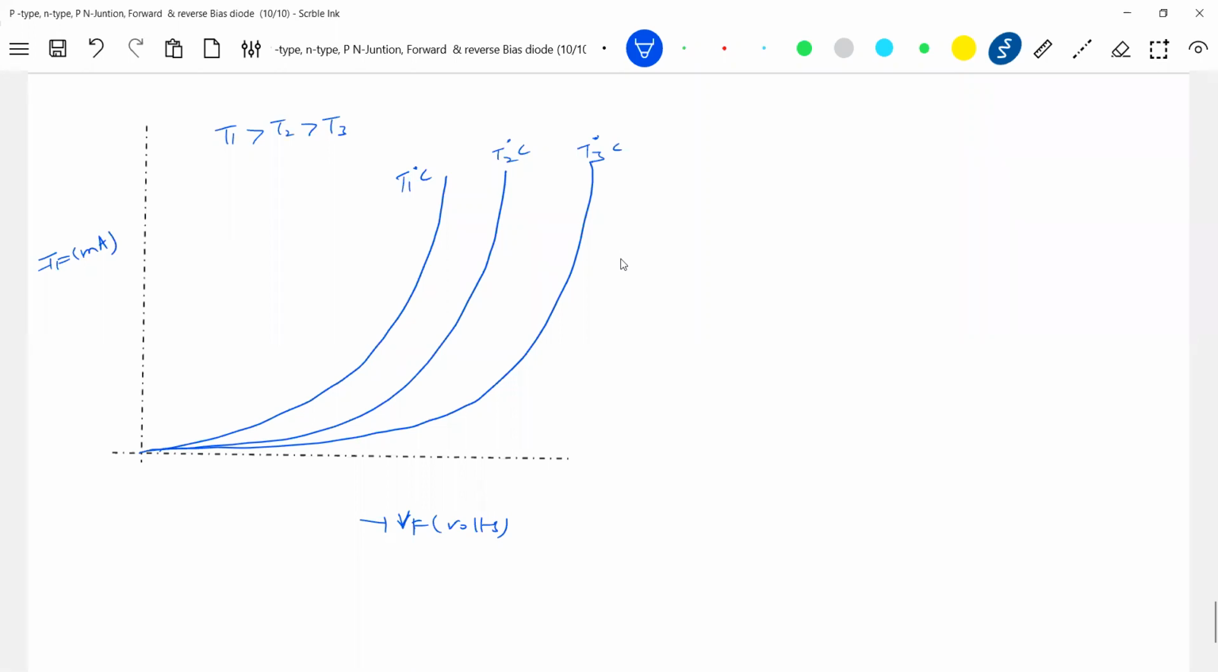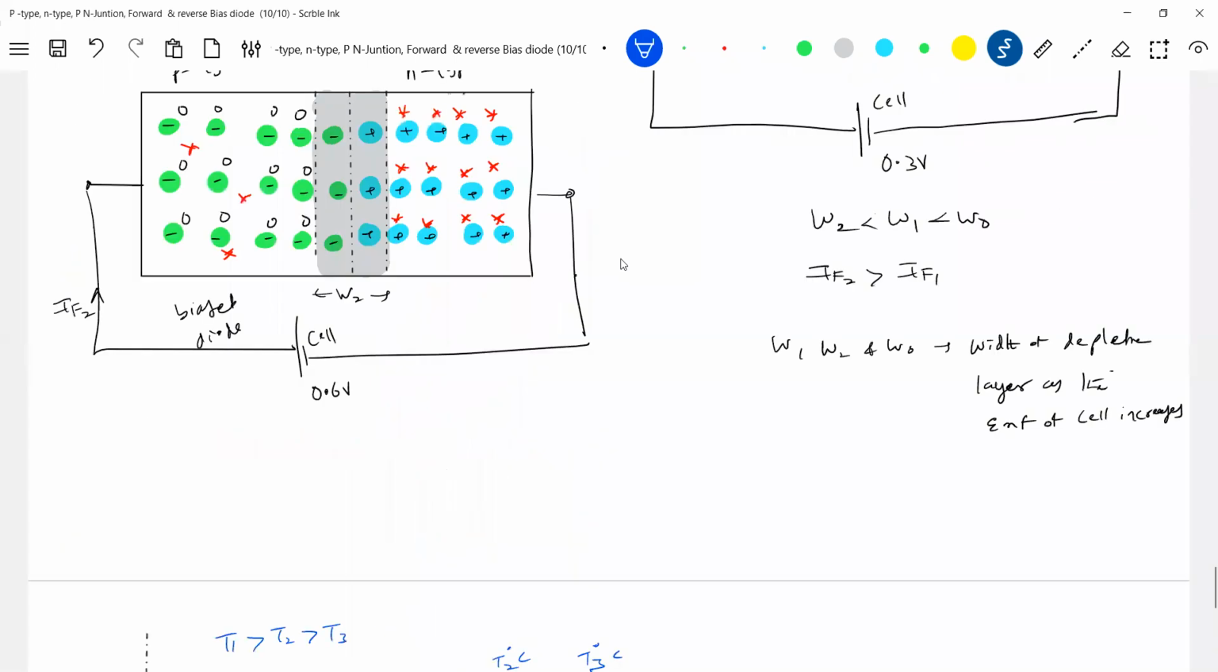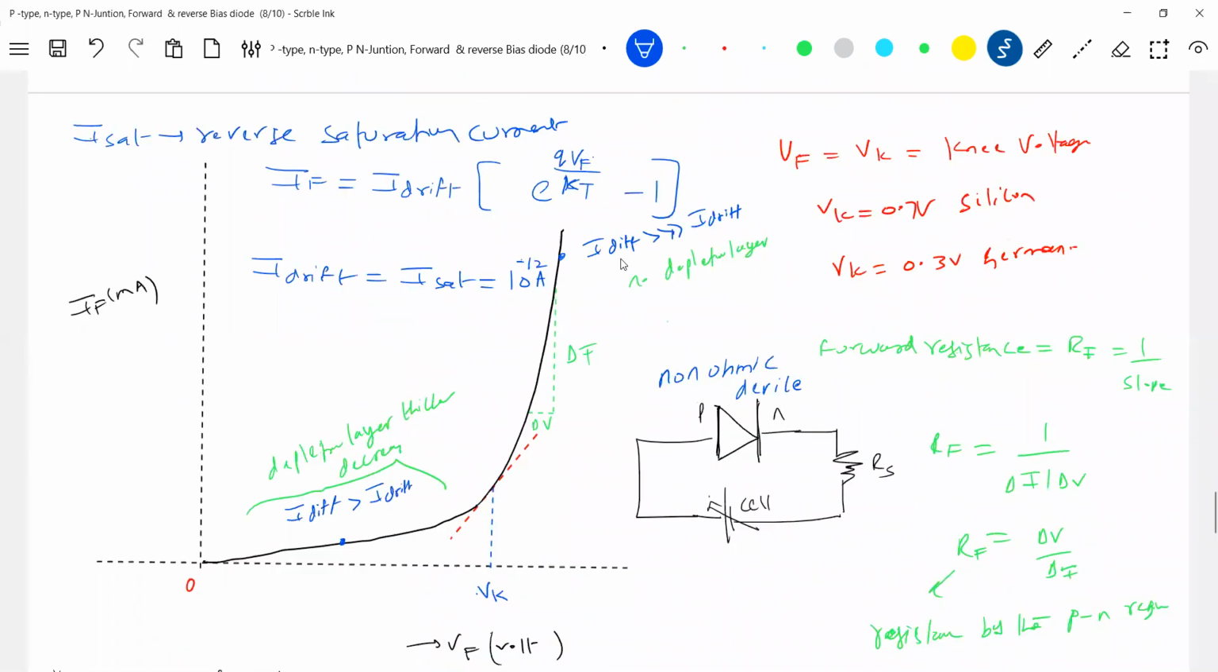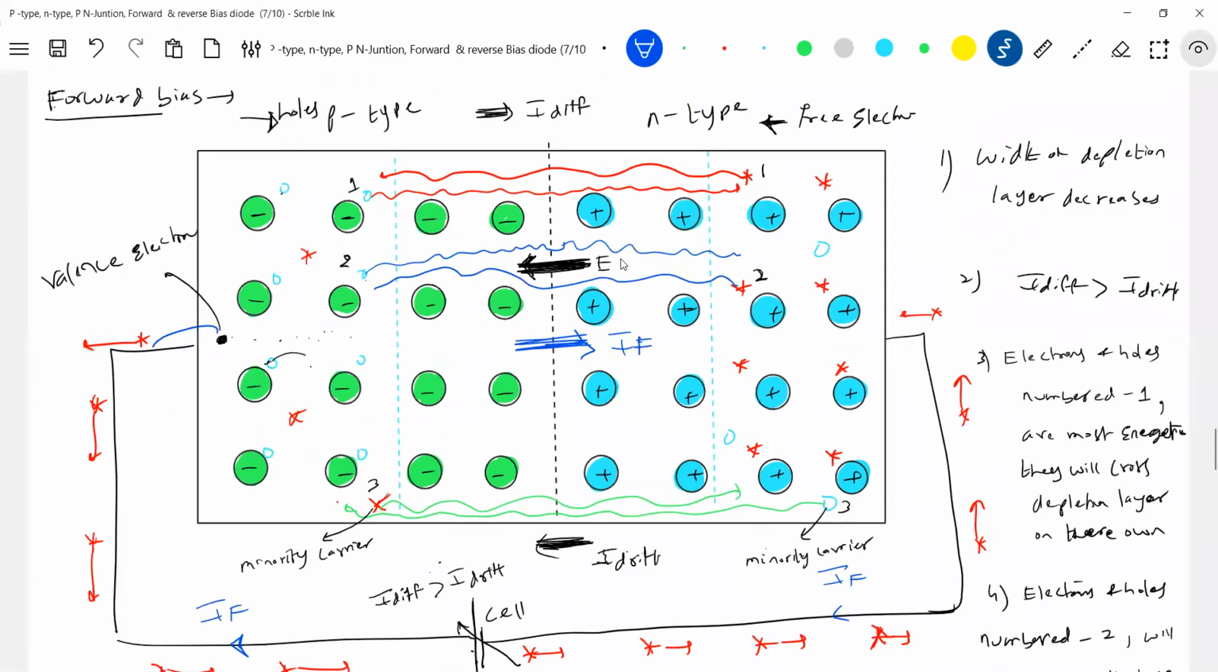At the increased temperature. Okay, this graph, can you remember? I'll take you back to the same diagram. Everything, I think our explanation, will revolve around here. Earlier, what happened at a given temperature?